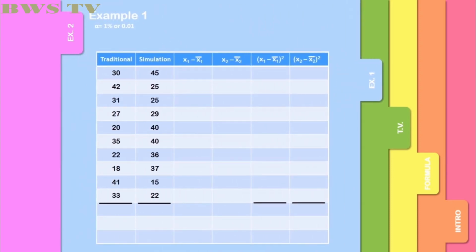We have here example number 1. To start, just like any hypothesis testing, you start with formulating your null hypothesis. In this example, your null hypothesis would be there is no significant difference between traditional and simulation. For the actual t-test, the first thing you have to do is get the mean of each group. I'm sure some of you already know how to do this, but in order to get the mean, you need to get the summation of each group, then divide it by the population of that group.